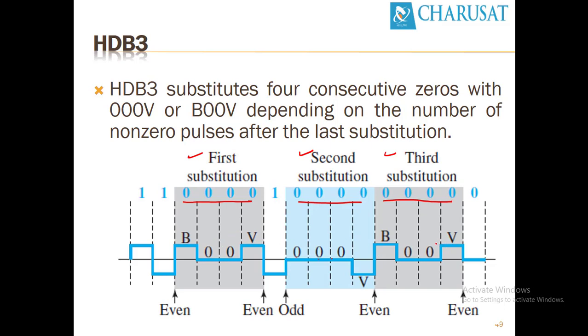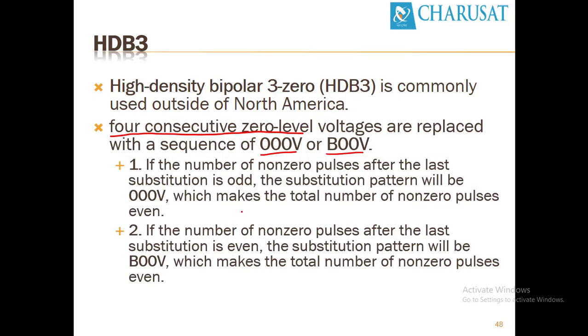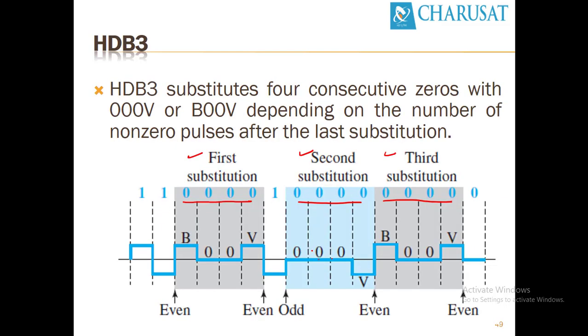So let's look at the rule. If the number of non-zero pulses after the last substitution is odd, the substitution pattern will be 000V. So in this example, we can see the 000V. This is the starting of odd.